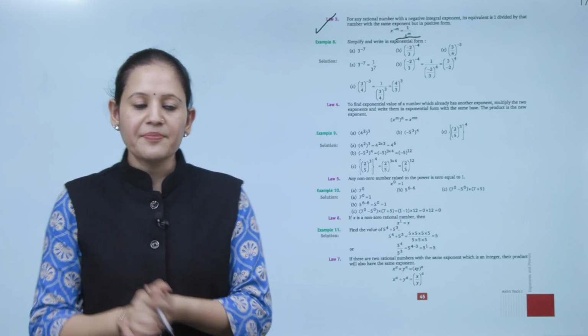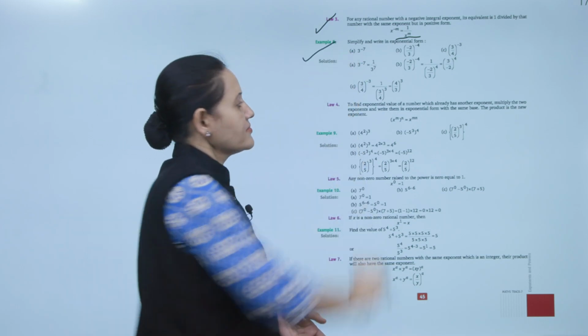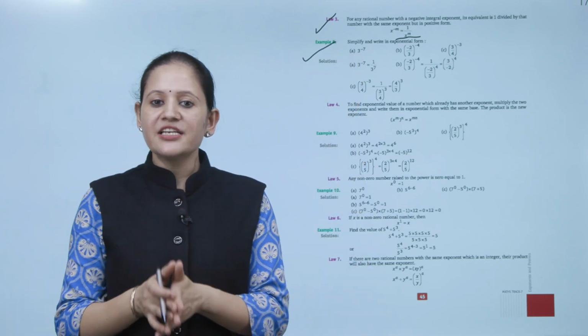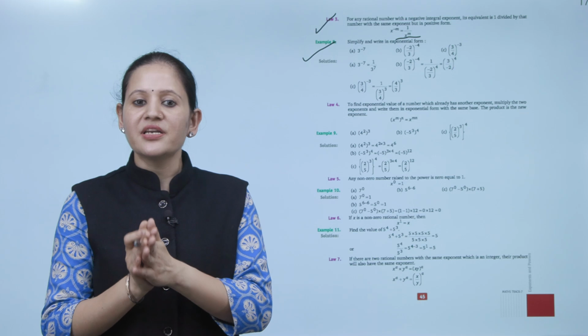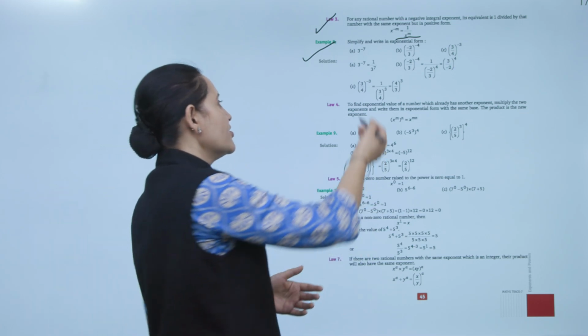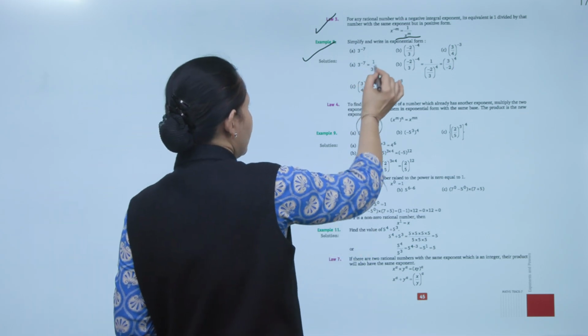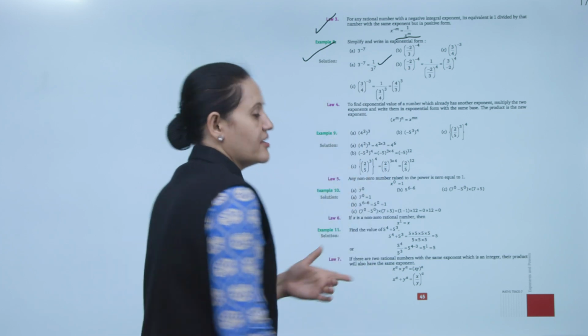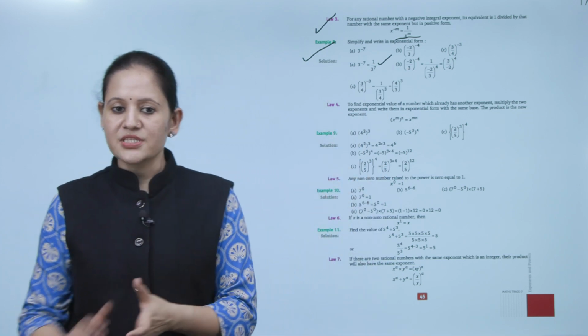Next is example 8. Simplify and write in exponential form. 3 to the power minus 7, it is a negative power. So what will we do? 1 upon 3 to the power 7, and the power will become positive.